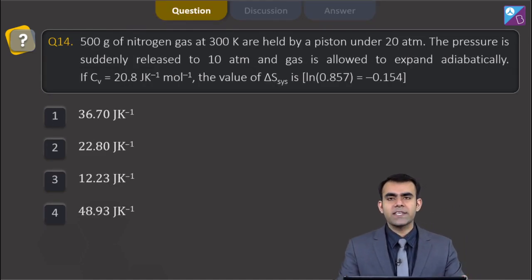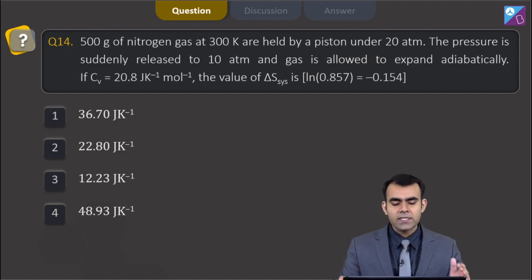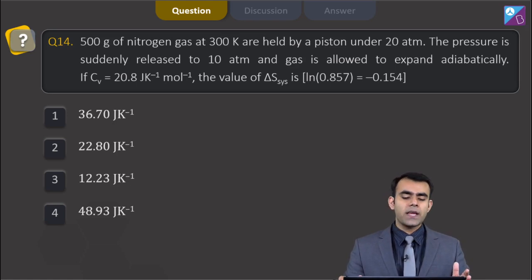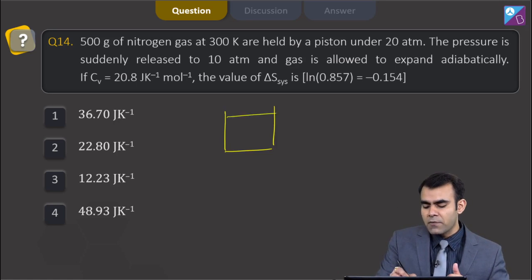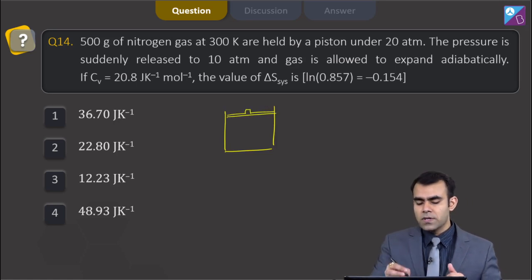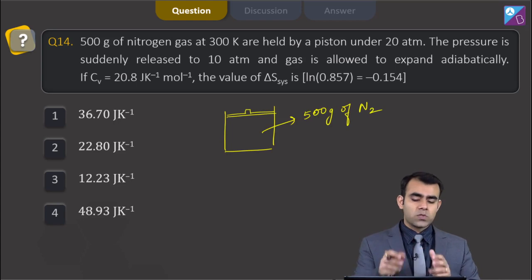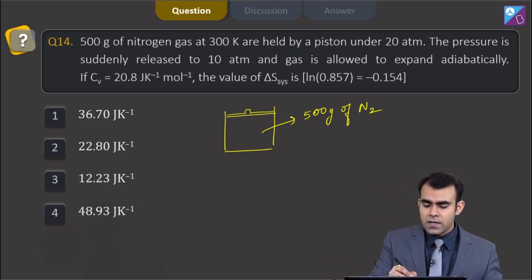Moving on to the next question, that is question number 14. Now this is basically a thermodynamics question. You can see 500 gram of nitrogen gas at 300 Kelvin is held by a piston under 20 atm. So here we have a container in which, just assume, we have 500 gram of N2, because it is saying nitrogen gas, so we have to take N2. Now this is held under a piston and the pressure is 20 atm.